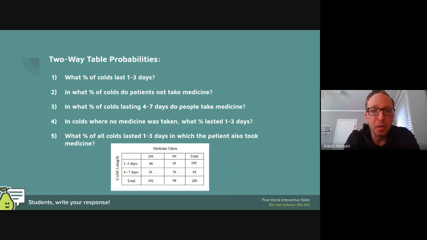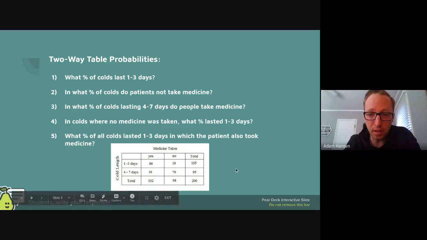Okay, so here's some practice. Let's take a look at what parts of our sample are given in the two-way table or contingency table below. Calculate some probabilities. What parts of the sample do each of these questions describe? So for question 1, what percent of colds lasted between 1 to 3 days? So looking at the table, I see that there are 200 different responses.